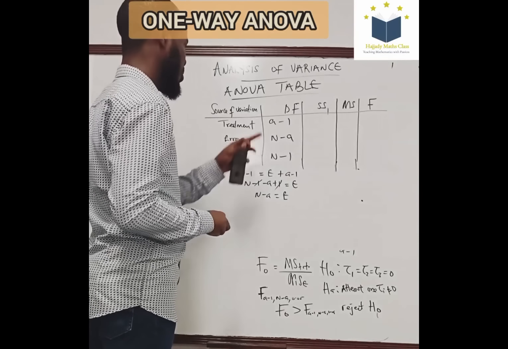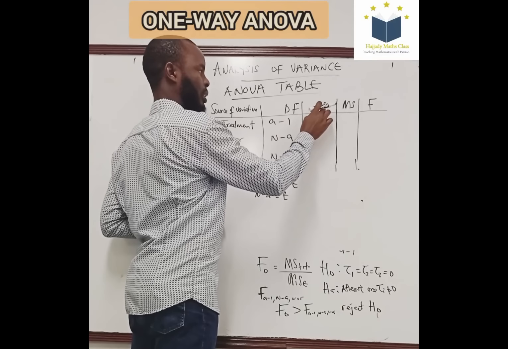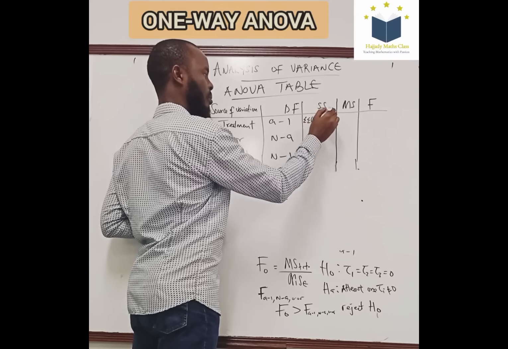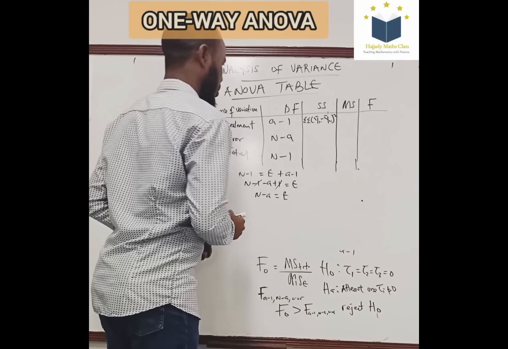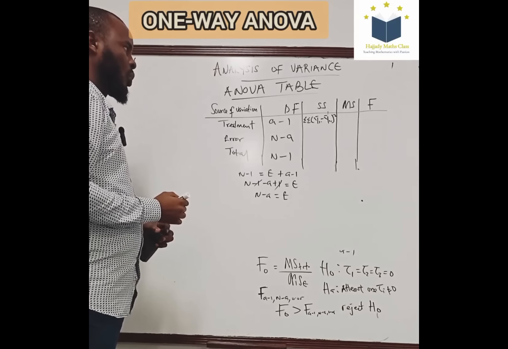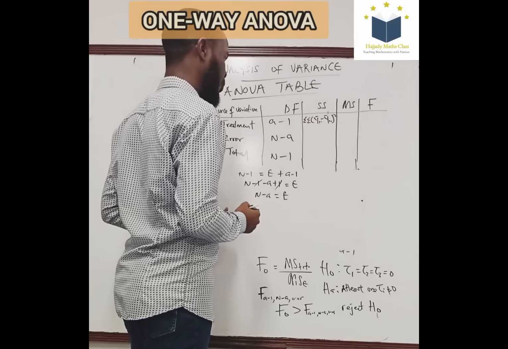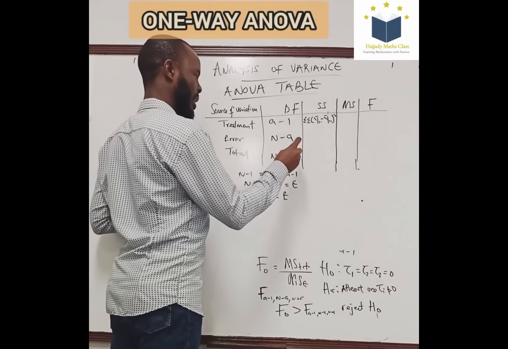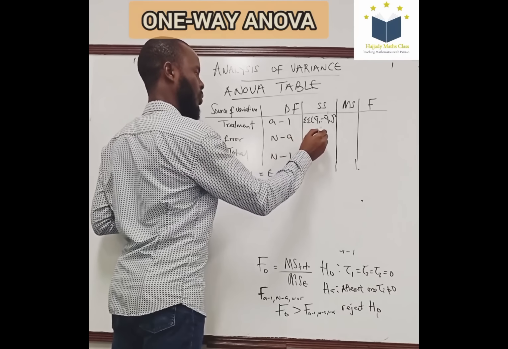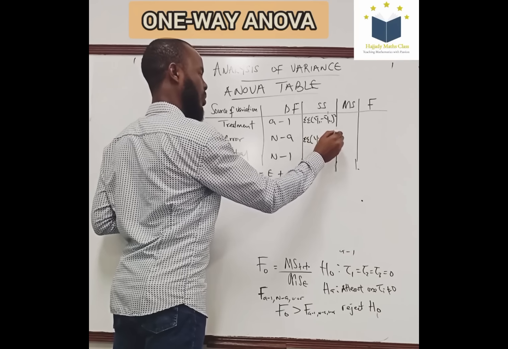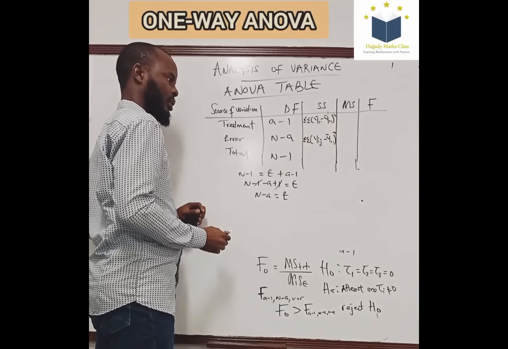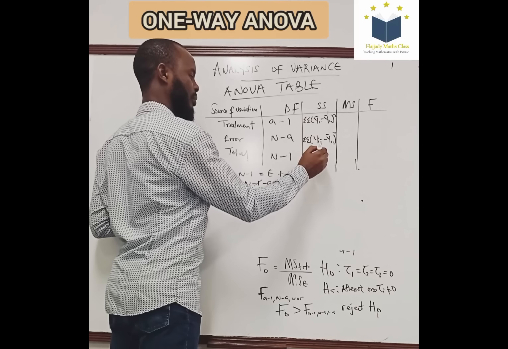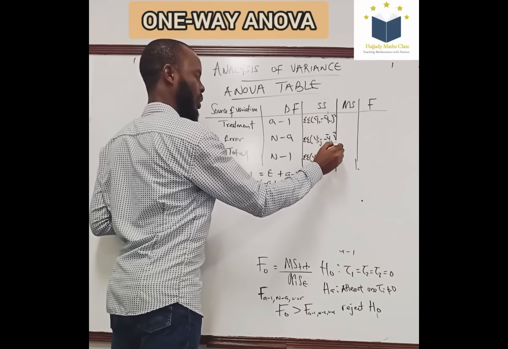Also, to get our sum of squares, don't forget the sum of squares for treatment, the formula has been given to be double summation of yi dot bar minus y dot dot bar, all squared. And for the SS error, double sum of yij minus yi dot bar, all squared. And for the total, double sum of yij minus y dot dot bar, all squared.